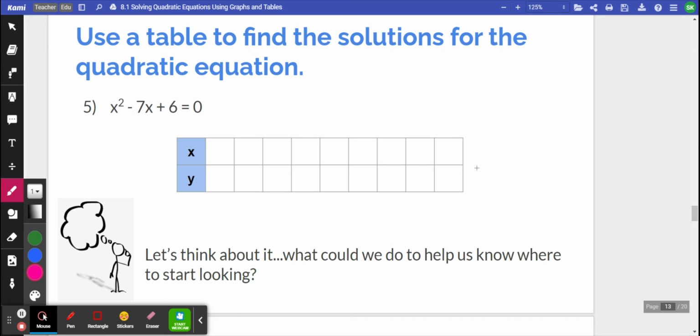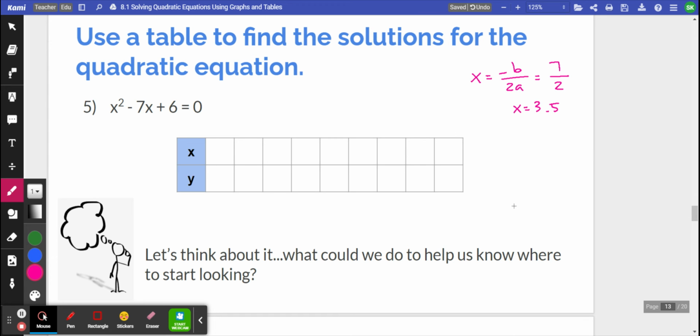Let's think back to what we did when we were graphing. What did we do first when we were graphing a quadratic function to find the zeros? Well, we noticed it was in standard form, and we found the axis of symmetry first. So let's try that. x equals negative b over 2a. In our case, that would be positive 7 over 2 times 1. So our axis of symmetry is at x equals 3.5.